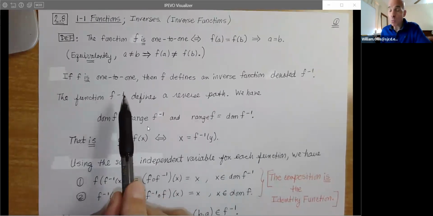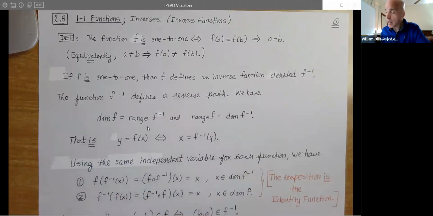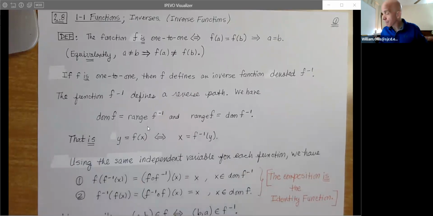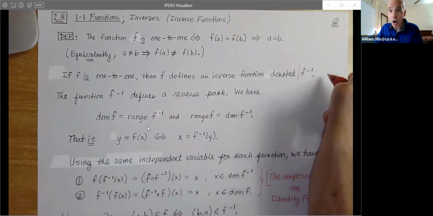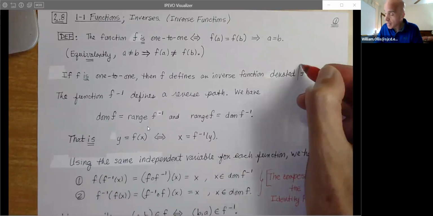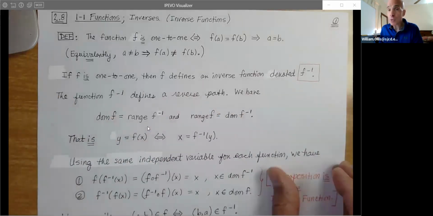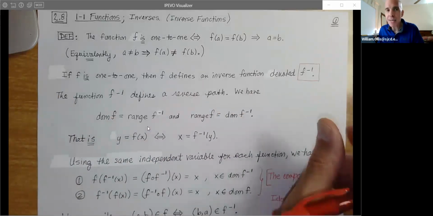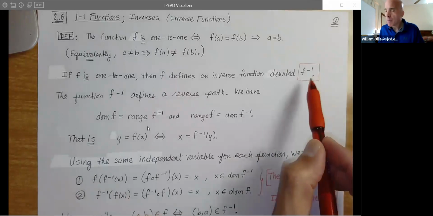If f is 1-to-1, then f defines an inverse function. Now, when I say inverse function, we're going to denote it with an f, whatever we're calling the original function, with a superscript -1. When I say superscript -1, this doesn't mean 1/f, like we'll say 2 to the -1 equals 1/2. That's just the definition of the negative exponent. But this is just the notation for inverse.